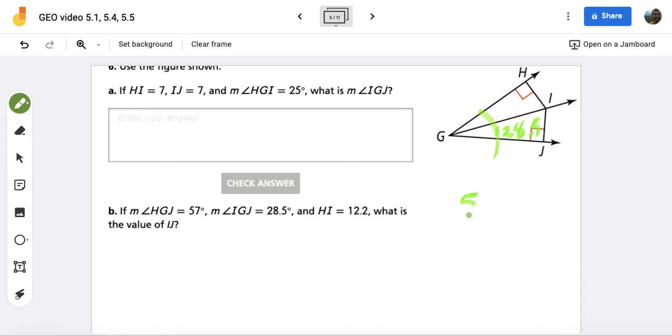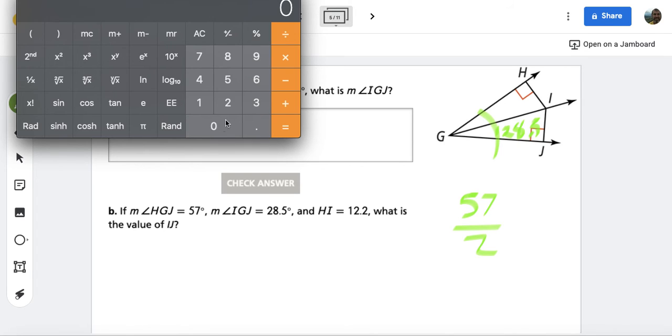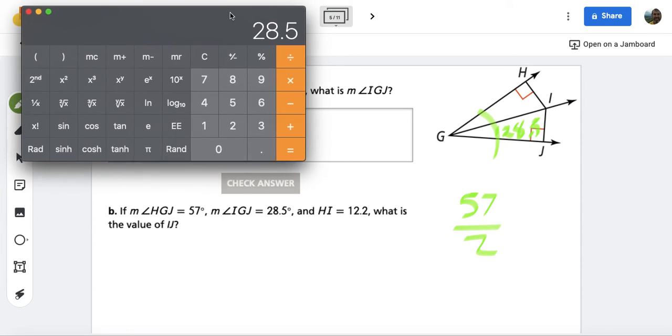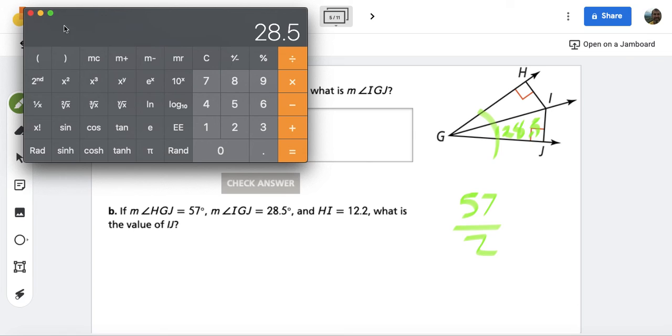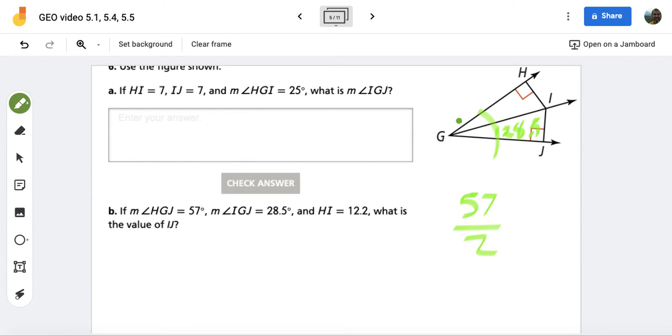Well, let's see. 57 divided by 2. Yes, 28.5. So that means this is an angle bisector. All right, this is that special setup that we need to have. And HI is 12.5. What is the value of IJ? Okay, so this is the angle bisector. They're both 28.5. We have perpendicular segments.